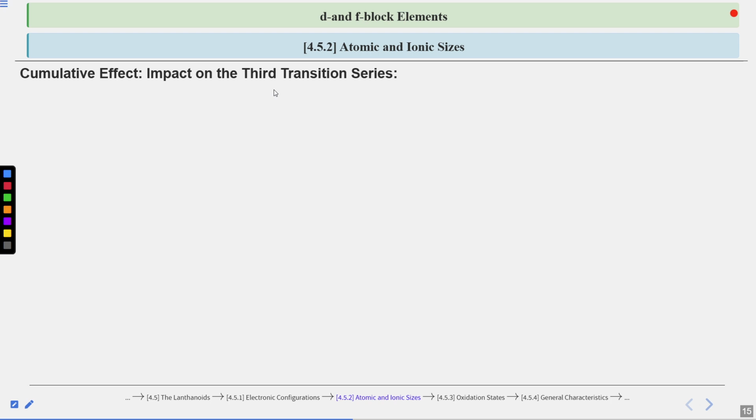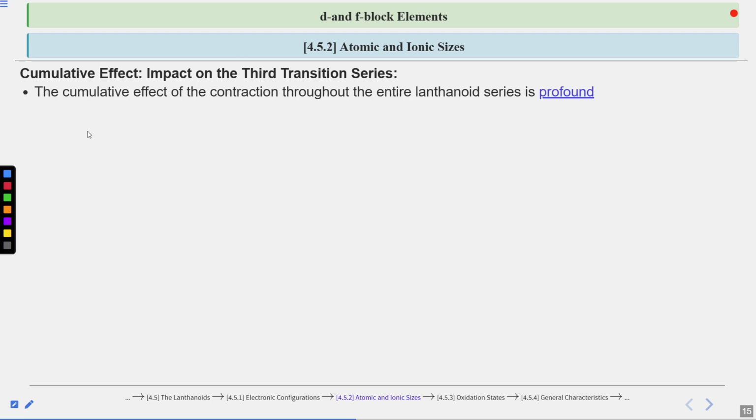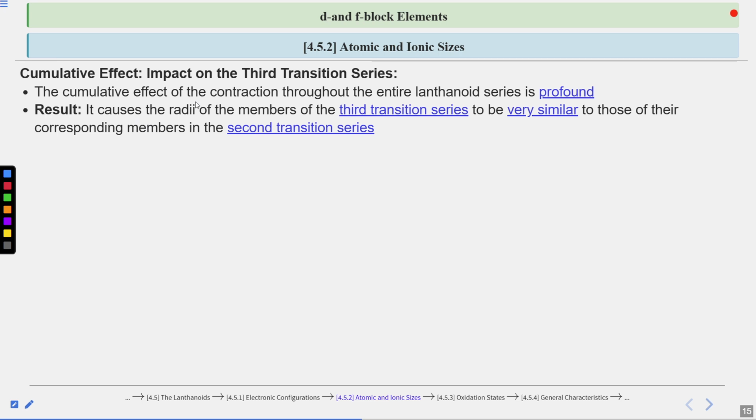Cumulative effect, that is the impact on the third transition series. The cumulative effect of contraction throughout the entire lanthanoid series is profound. The result is that it causes the radii of members of the third transition series, that is 5d, to be very similar to those of their corresponding members in the second transition series, that is 4d. So this effect of contraction causes the radii of members of the 5d series and the 4d series to be very similar.